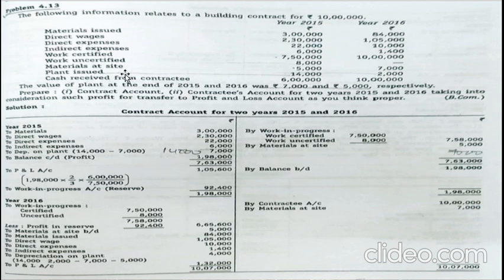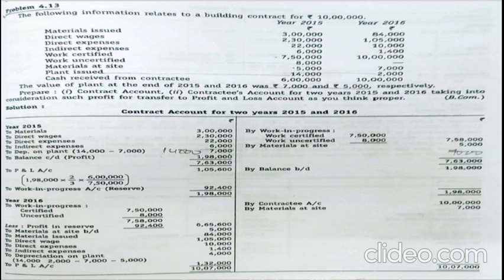Then you have materials at site, which is 5,000. So usually materials will be taken in your debit column, but in this problem we have shown it in the credit side because material is already been issued here, that is to materials 3 lakh. At the end they have stated material at site which is 5,000. So this is to be considered that this material at site is always the material which is at the end of the year.